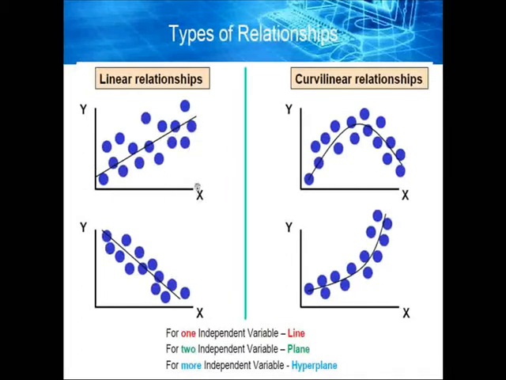Here we can observe x as the independent variable and y as the dependent variable. As a single independent variable is used, this line we consider the regression line. If two variables are there, then we consider it a plane, or with more variables we can consider it a hyperplane.